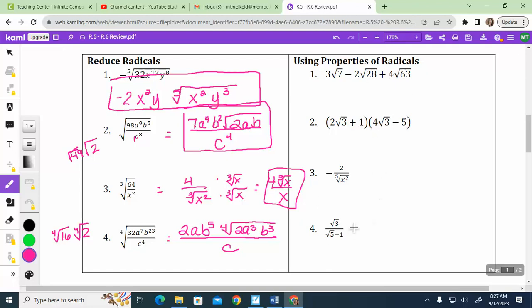Final thing, properties of radicals. We focused on this portion more yesterday. If you want to add or subtract, we have to have the same thing under the radicals. So we need to reduce these as much as possible first. So the square root of 7, that doesn't reduce. 28, what could we break that into?